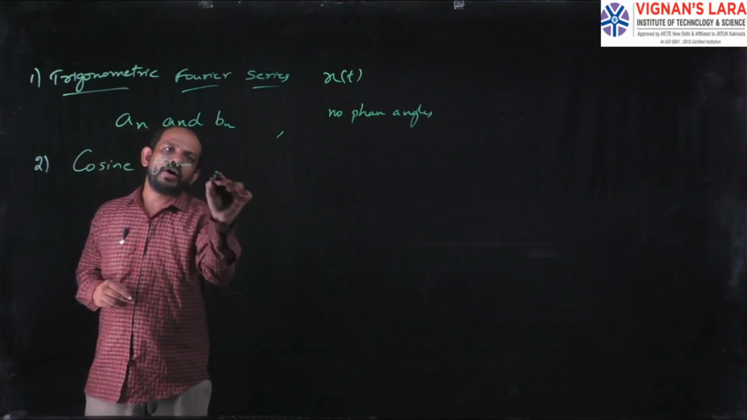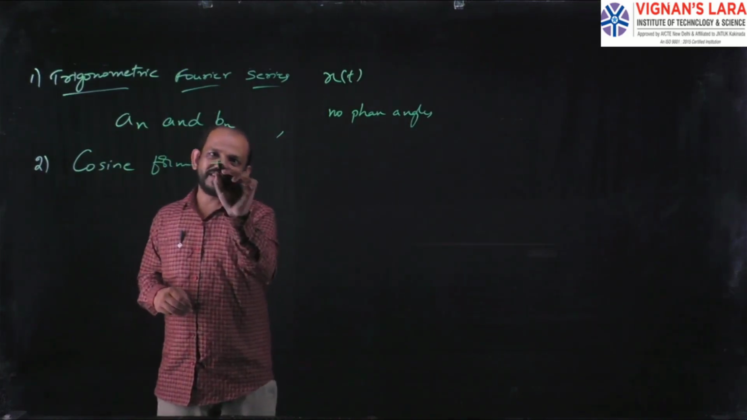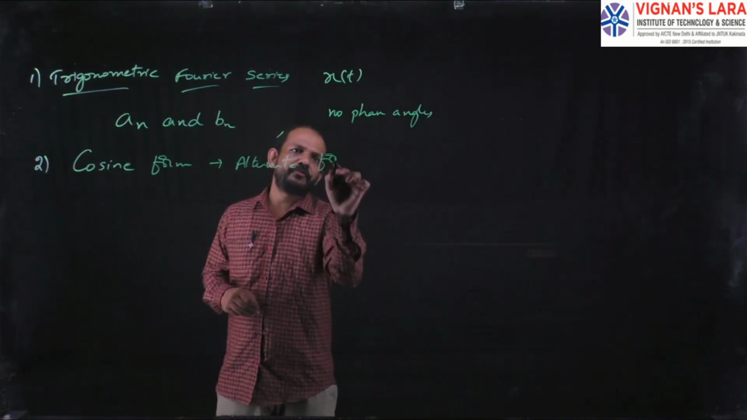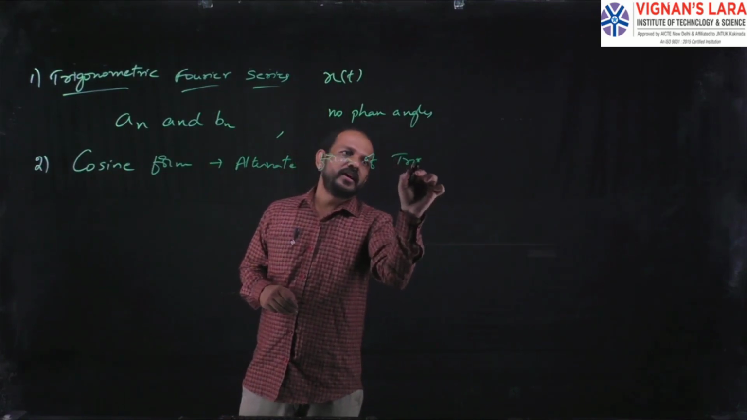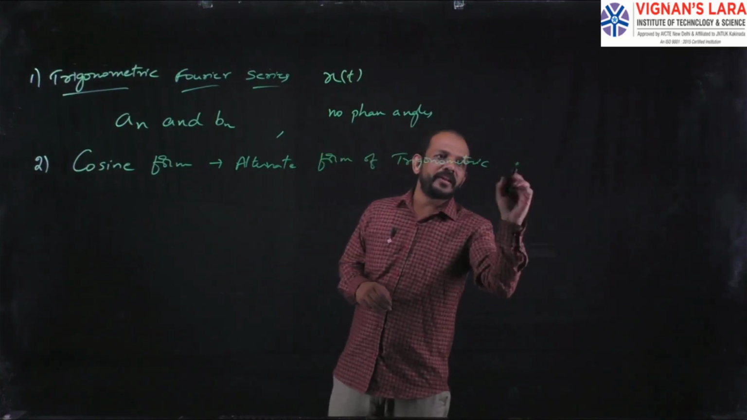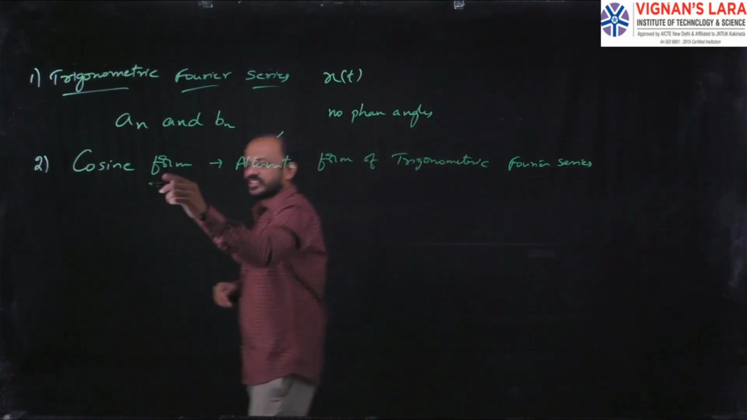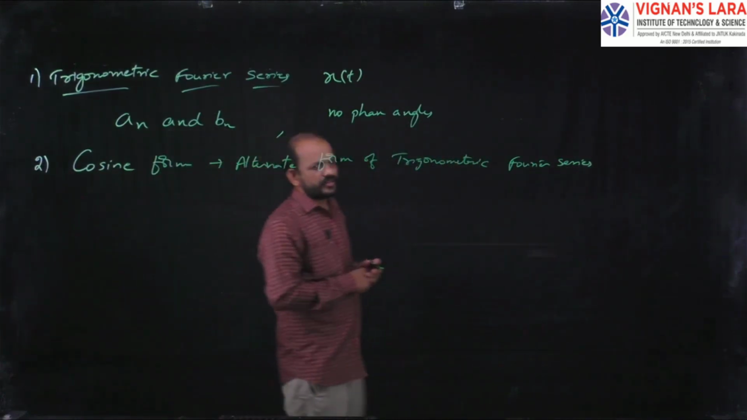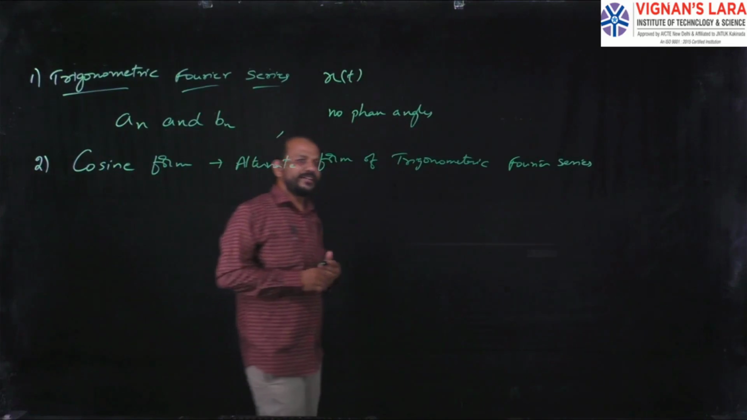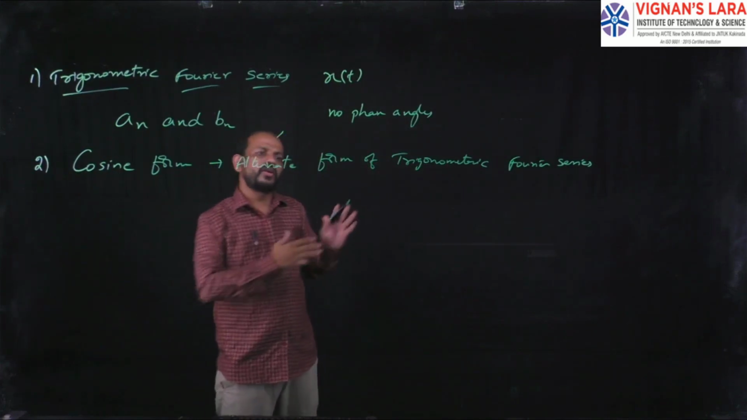For that reason we are going to the next one, that is cosine form or polar form of Fourier series. Simply it is nothing but the alternate form of trigonometric Fourier series. Here we have to change these coefficients and represent this cosine form completely in cosines. In trigonometric we have sines and cosines, here we have only cosine values.